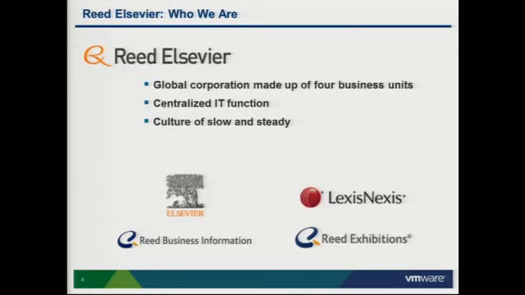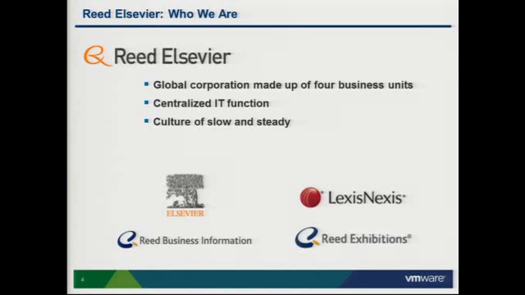So Reed Elsevier, like Tom briefly said, is a global company made up of 4 business units. LexisNexis is legal, search, and information. Elsevier is science and health technology. Reed Business Information is publishing, magazines, periodicals, and digital online content. And Reed Exhibitions is conference and exhibition planning and execution.